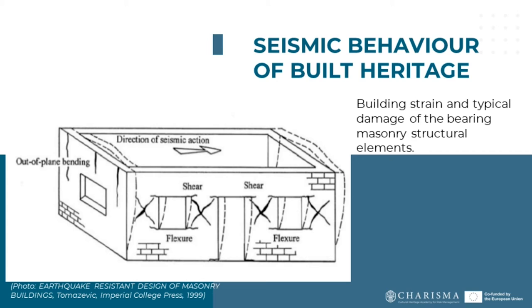The key aspects are the material properties, the morphology of the structural elements, including connections between structural elements, the stiffness of horizontal diaphragms, and the building condition. The structural response of historical buildings to earthquakes is manifold and complex. This response does not only depend on the type of earthquake wave, amplitude, frequency, and ground type, but also strongly depends on the type of structure and its design and performance features.